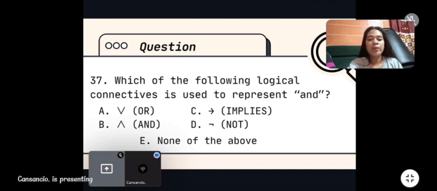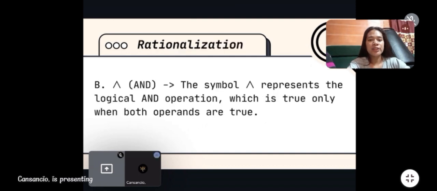Number 37. Which of the following logical connectives is used to represent and? A, or. B, and. C, implies. D, not. E, none of the above. So the correct answer is letter B, because the symbol represents the logical and operation, which is true only when both operands are true.